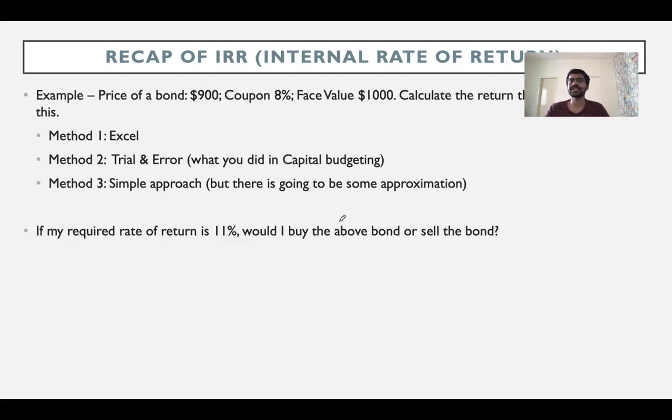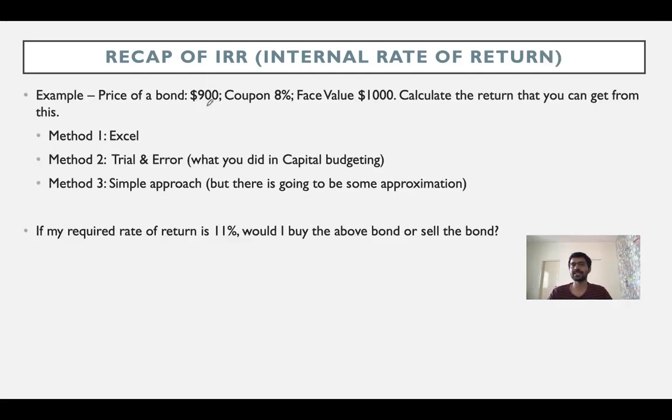Now let's take the example that we had: the price of a bond as 900, the coupon was 8%, the face value was $1,000. Now I want to calculate the return that we will be earning from this bond. When I say what is the return I would be earning from this bond, obviously the return is nothing but the IRR. IRR in this case is nothing but YTM, right? IRR is called the YTM of a bond.